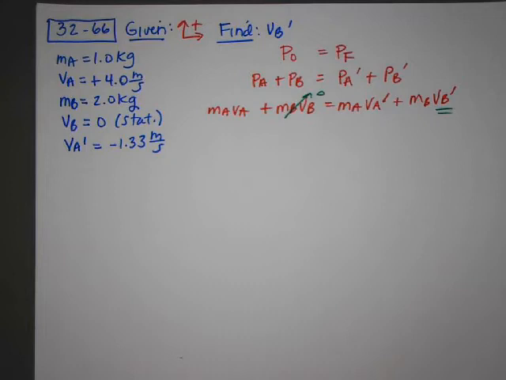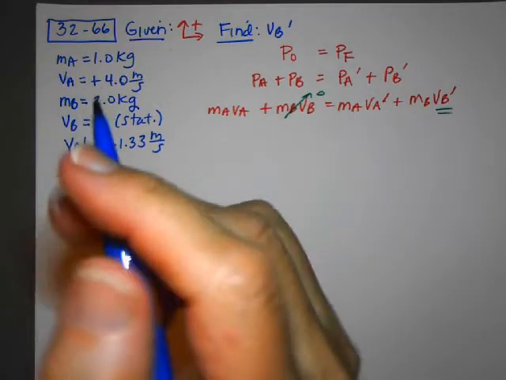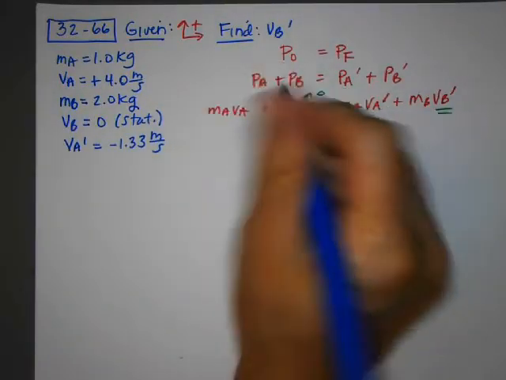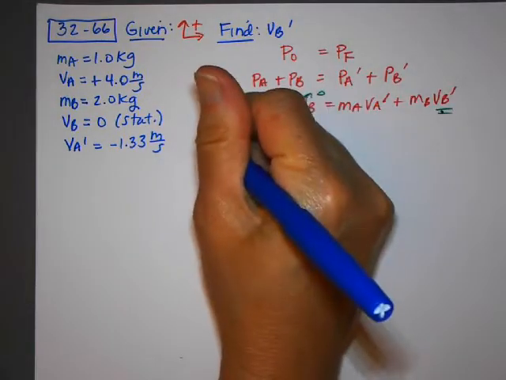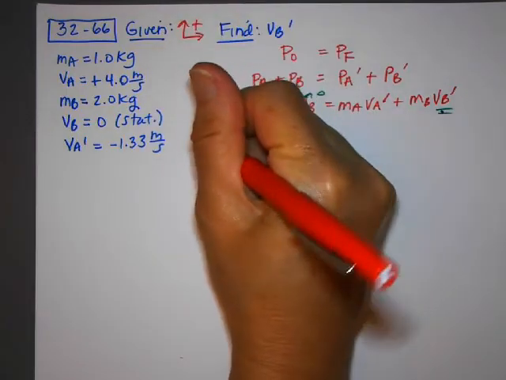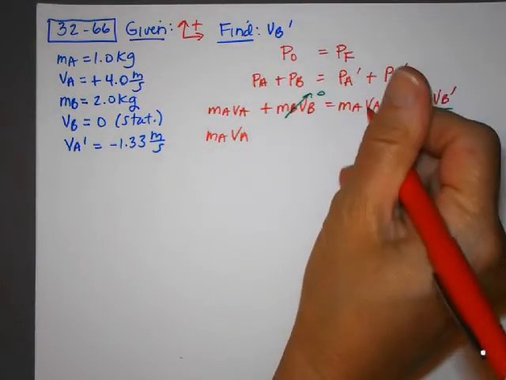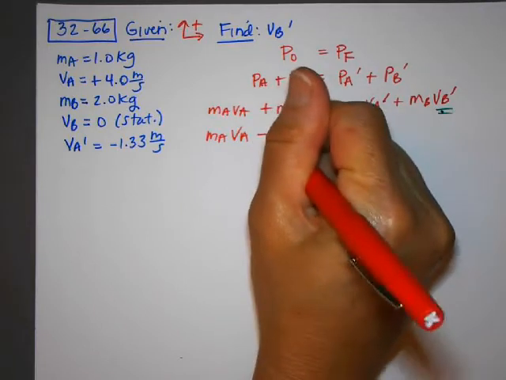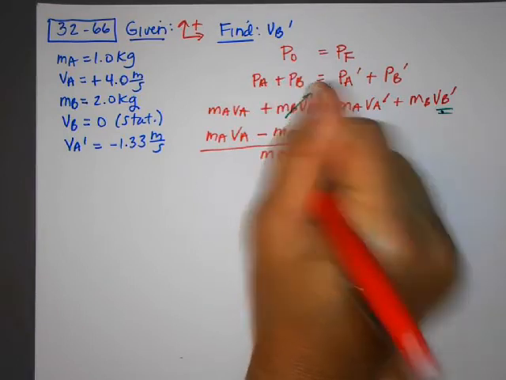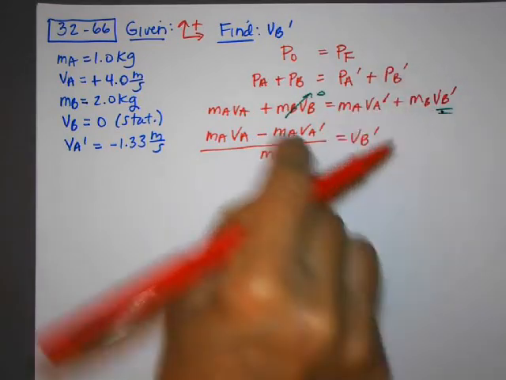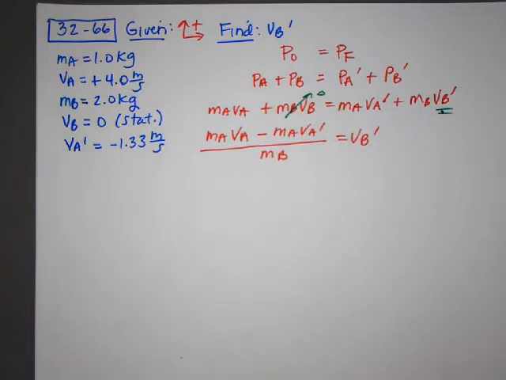Even though it's tempting to just plug in your numbers, that's how you make a mistake. So I'm going to rearrange the equation to solve for the unknown in terms of the known, and then substitute and solve. Since I'm solving for VB prime, I want it on one side of the equal sign all by itself. So I'm going to have MAVA minus MAVA prime, divided by MB, is equal to VB prime. It's tempting to pull out the MA, but I just wouldn't bother.